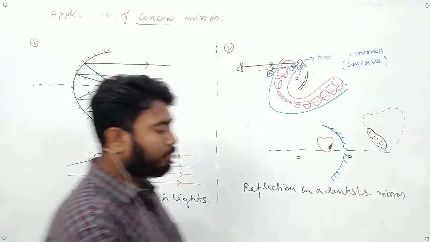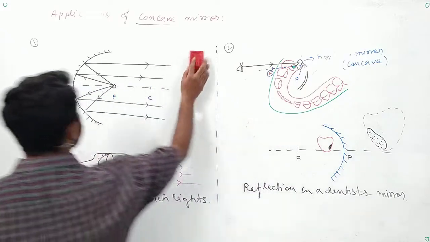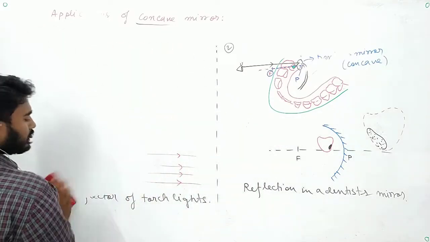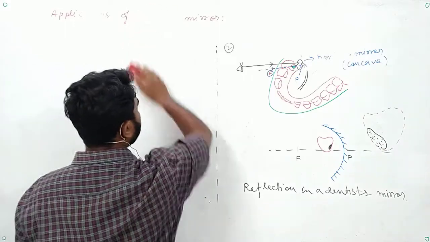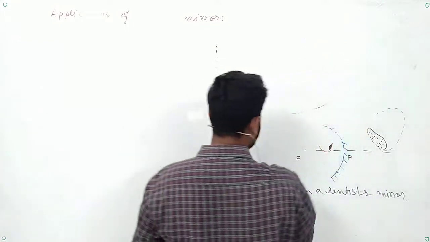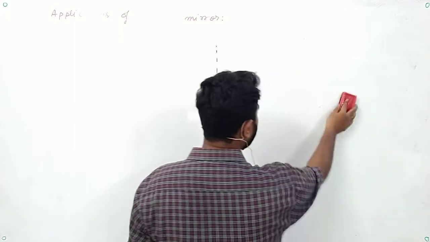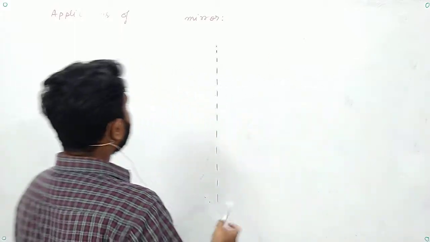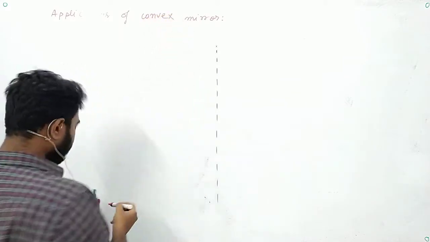So we have done the applications of concave mirror. Now we will do the applications of convex mirror. See, what happens in a convex mirror? What do we do?